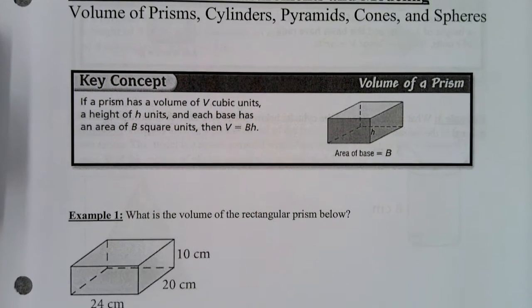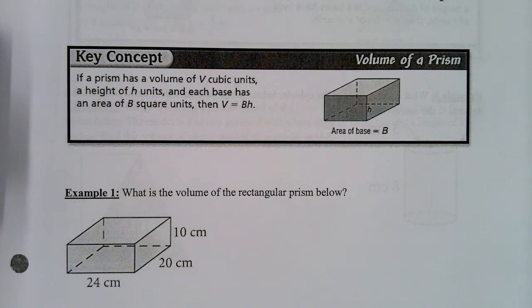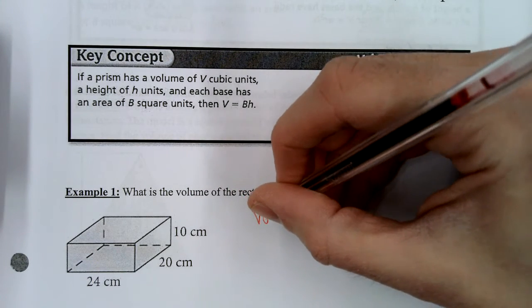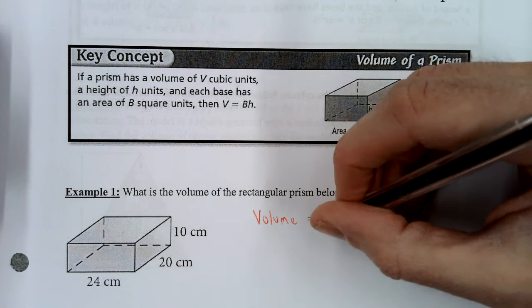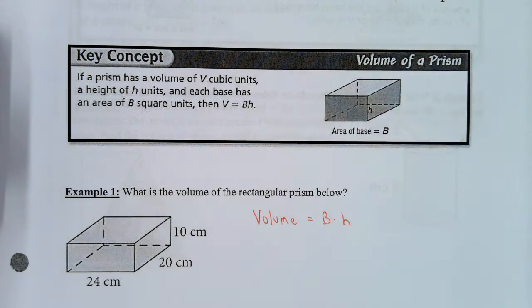So we'll start with one easy one. This is called a rectangular prism because the bases are the rectangles. So I'm just going to say volume equals base times height. Again, the capital B stands for the area of the base. It depends on what shape the base is. If the base is a triangle, you use the formula for the area of a triangle. If the base is a parallelogram, you use the formula for the area of a parallelogram. If the base is a trapezoid, you use the formula for the area of a trapezoid. If the base is a regular hexagon, you use the formula for the area of a regular hexagon.